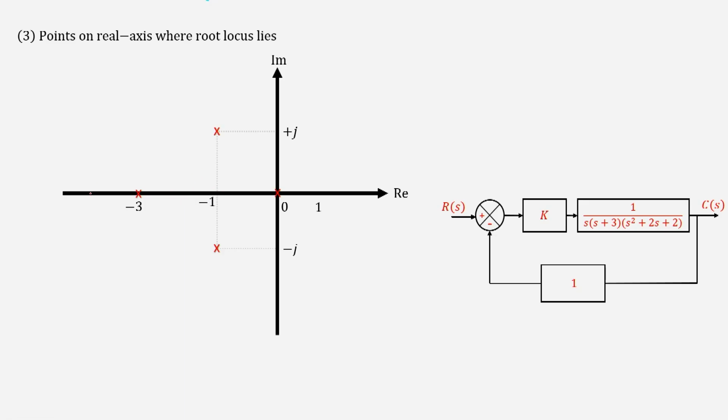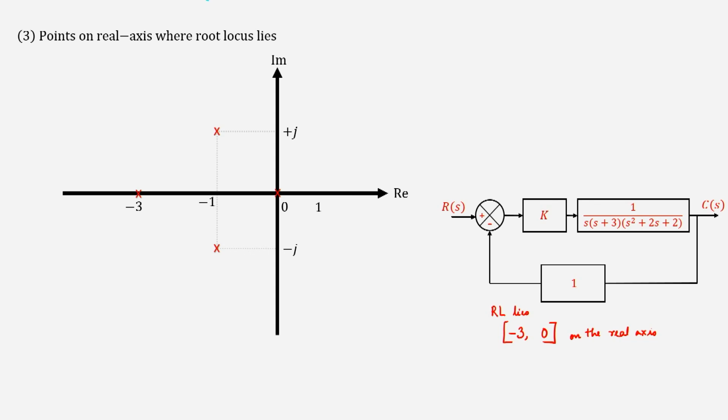Will it lie at this point or any point beyond -3? No, because from -3 to -infinity, if you look to its right, there are 4 poles, which is even. So the root locus won't lie here, neither will it lie here, because there are no poles and zeros to its right. So the root locus lies between -3 and 0 on the real axis. Remember this: on the real axis it will lie between -3 and 0. On the complex plane it can go to different places.